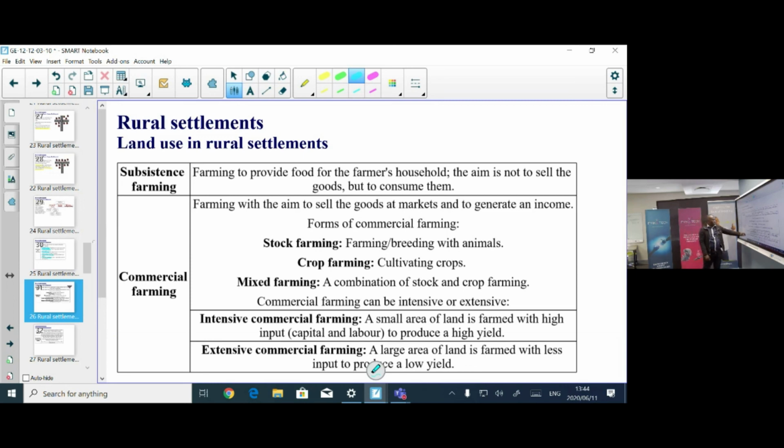So these two are just concise definitions of the two forms of commercial farming. Intensive farming: a small area of land is farmed with high input of capital and labor to produce a high yield, whereas extensive is where a large area of land is farmed with less input to produce a low yield. So this is where the soil will be poor, and usually this is where the soil will be rich.